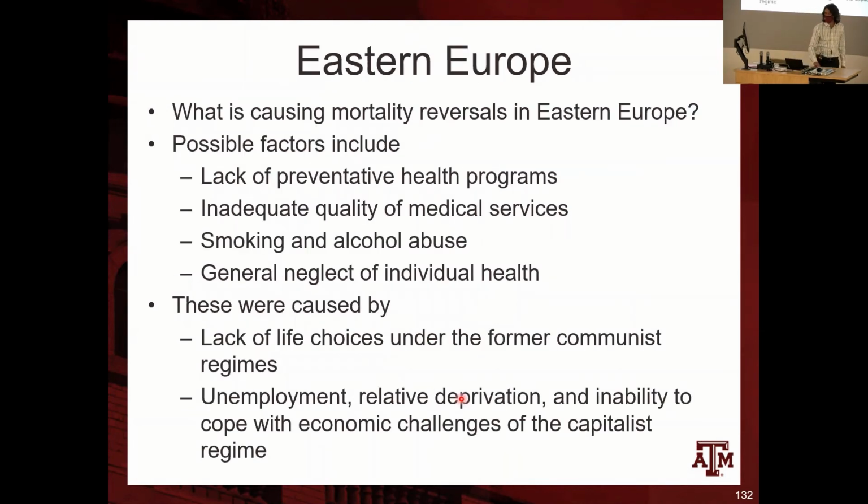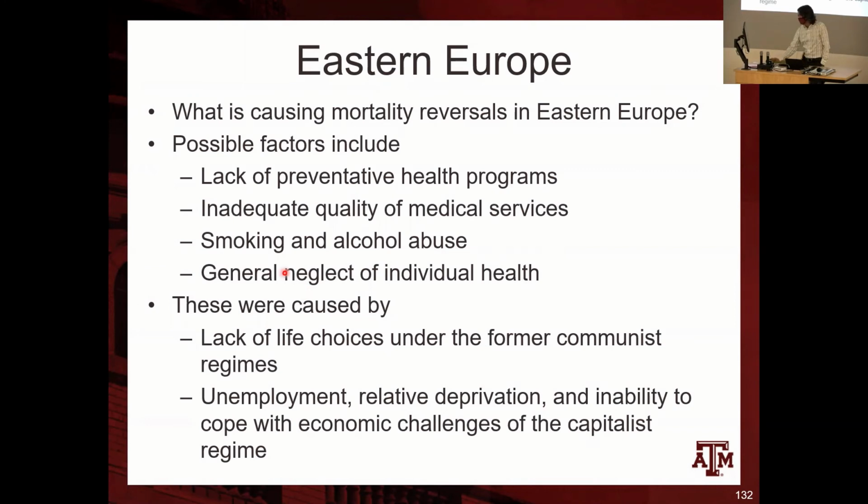So in Eastern Europe, for example, what is causing mortality reversals, in other words, mortality increases? And this is not related to the pandemic. This book was published in 2017, right? So these increases in mortality in Eastern Europe are before the pandemic. Possible reasons for the increases in mortality in Eastern Europe: lack of preventative health programs, inadequate quality of medical service, smoking and alcohol abuse, and general neglect of individual health.